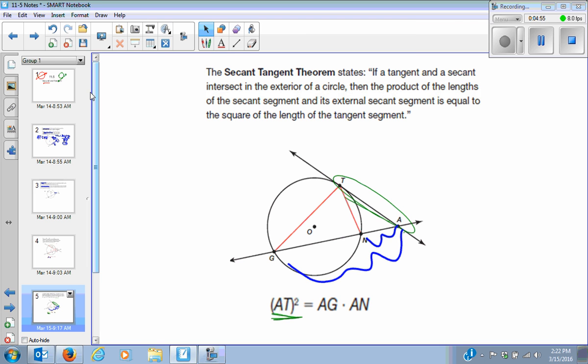theorems. Again, how you use them is they're going to give you lengths. You're going to solve for unknowns. You've got an equation down here, and once you have an equation, you can put an x anywhere in there, and you can solve for that.